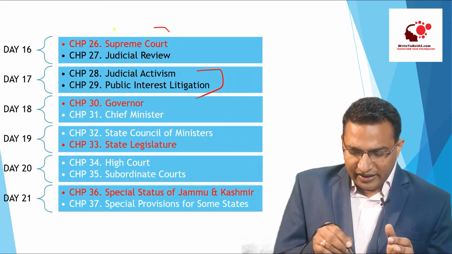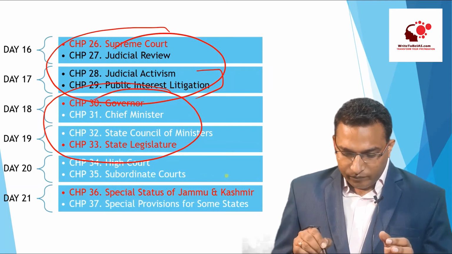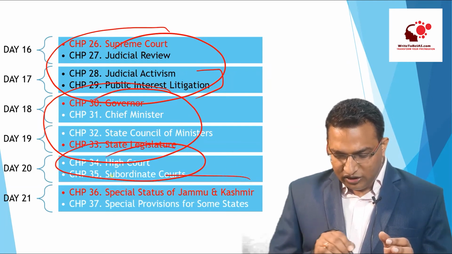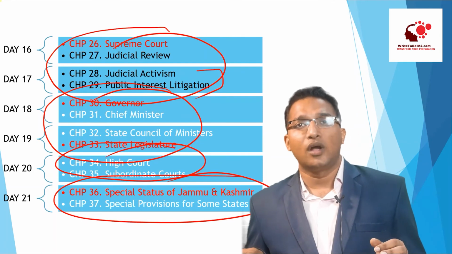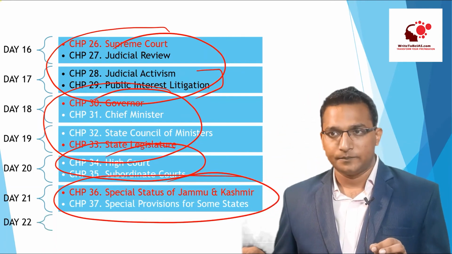For example, these chapters are interrelated. These four chapters are also interrelated. Then these two chapters are interrelated. Then these two chapters are interrelated. Try to cover at least 2 to 3 chapters on a daily basis which are interrelated.